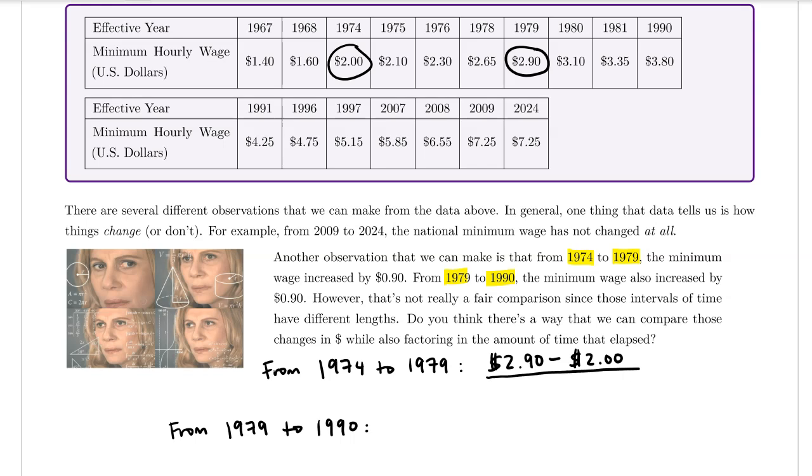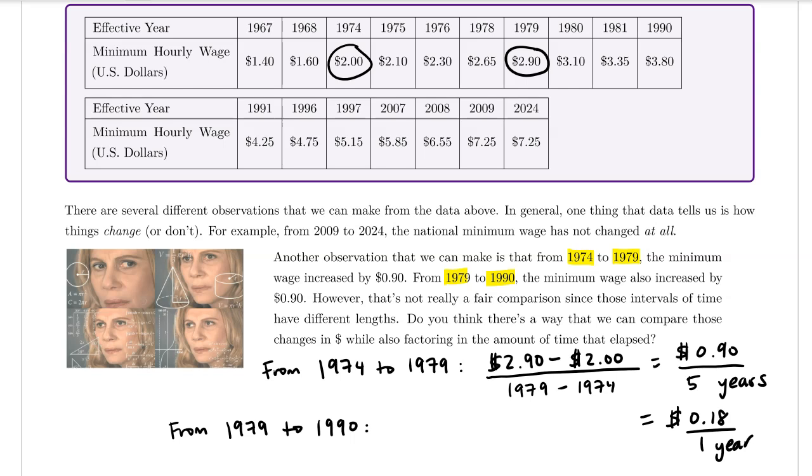But what if I also divided this by the difference in the years, so 1979 minus 1974, and then this would tell us that we have a 90-cent difference over the span of 5 years. And if I were to simplify this, if I divided, you could use a calculator, this ends up coming out to 18 cents per 1 year. So the interpretation of this calculation is that on average, between 1974 to 1979, the minimum wage increased by 18 cents per year.